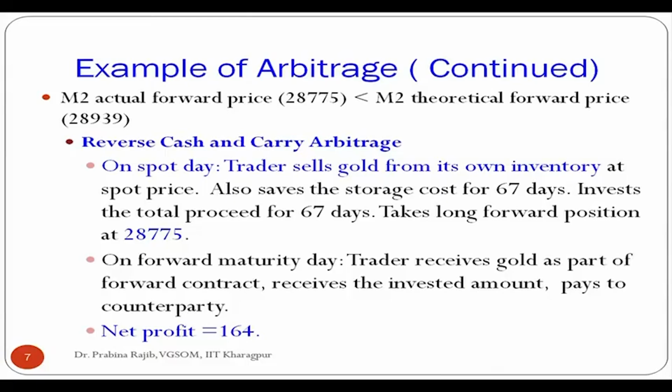So these are examples of how traders in real life can take cash and carry arbitrage and reverse cash and carry arbitrage. Now my question to all of you is: is the theoretical price going to be a single point or a range of prices? The answer is that it's going to be a range of prices.